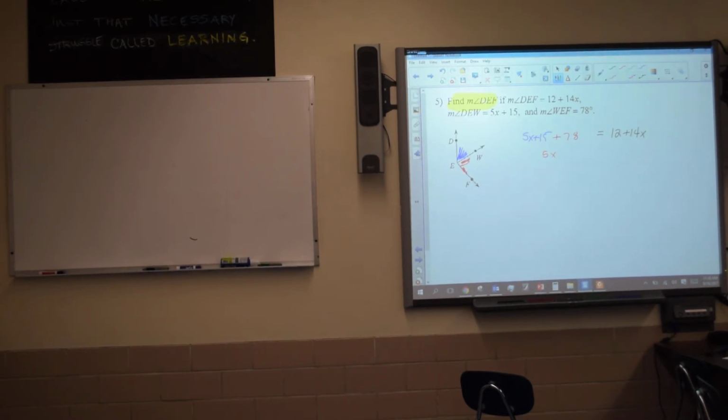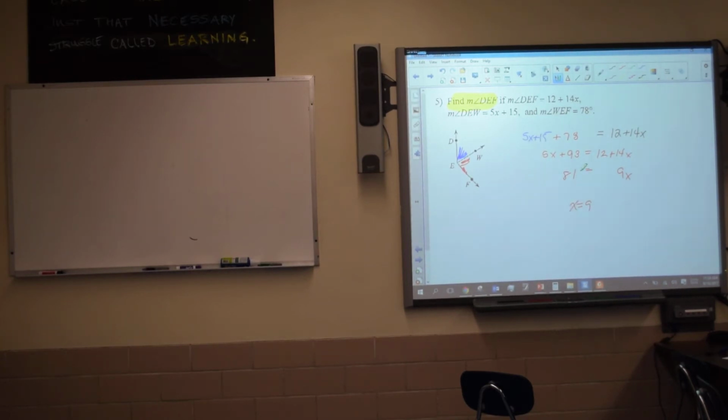So solving this, you got 5x plus 78 plus 15, what is that? So 93, which is equal to 12 plus 14x. I'm going to move the 5x to the right hand side, so it gives me 9x over here. We'll move the 12 over, which gives me 81, right? So x ends up being 9.